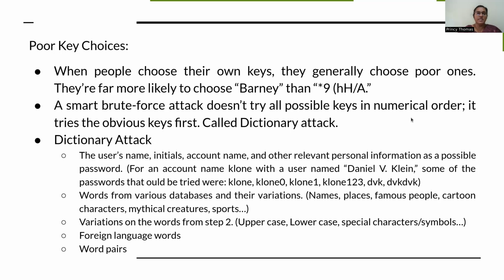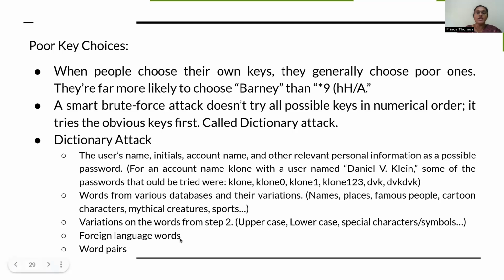Okay. Then another possibility is they can try words from various databases and their variations, like names of their parents, friends, brothers, sisters, things like that. Places, famous people, cartoon characters. So if this person is interested in a particular area, then that can be used. Mythical creatures, sports, movie names, things like that, and their variations can also be used for the dictionary attack. Then variations of words that have not been used in the second step, with uppercase, lowercase, special characters, symbols, etc. added, can also be used in the dictionary attack.